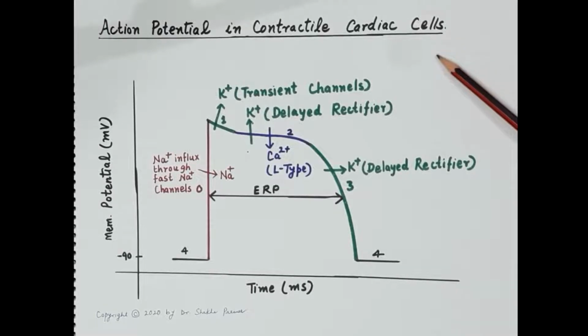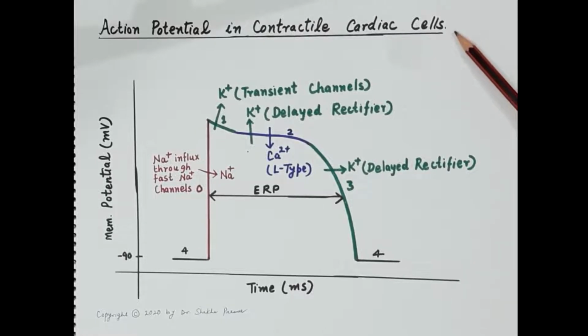Now, in order to understand the pathogenesis of arrhythmias, it is important to review the action potential in normal contractile cardiac cells and the action potential in the nodal or pacemaker cells. As we all know, nodal cells are the cells which possess the property of automaticity. One of the nodal cells is the primary pacemaker, that is the SA node.